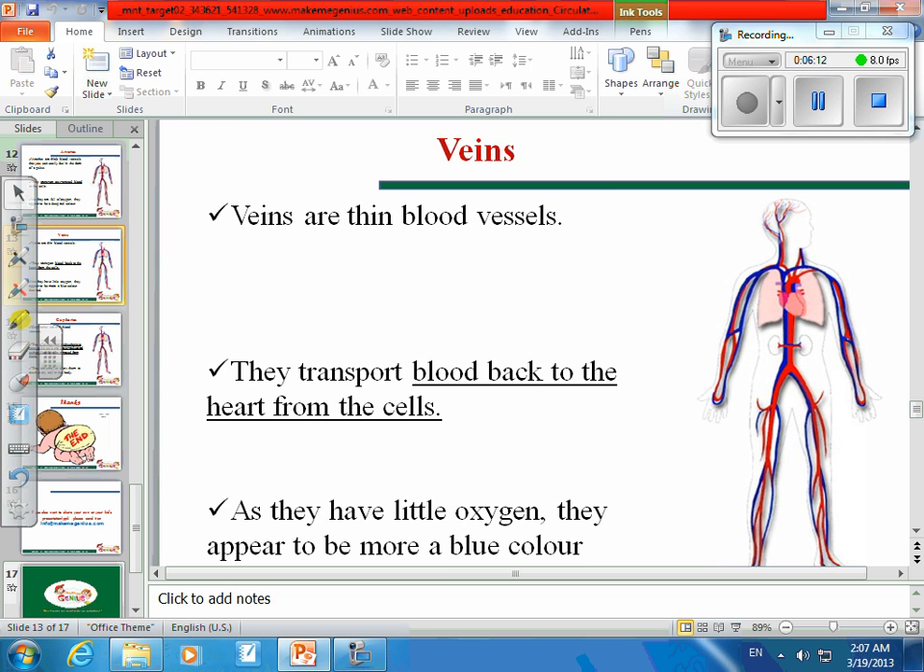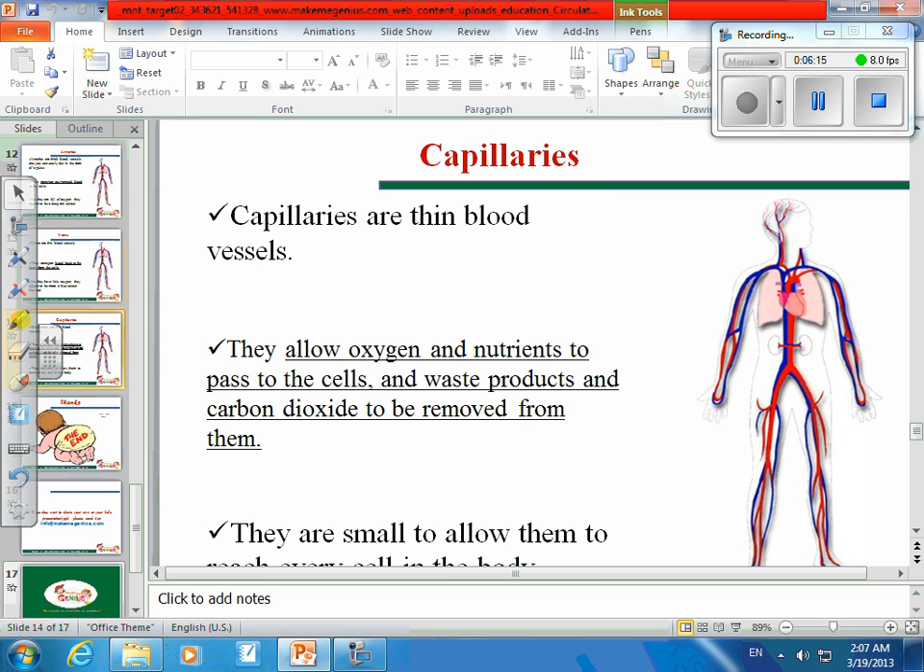The third type of blood vessel is blood capillaries, which are thin also. Veins and capillaries are thin, and arteries are thick. Capillaries allow oxygen and nutrients to pass to the cells. What is their function? To connect between arteries and veins. They are thin and small, and they reach every cell in our body.